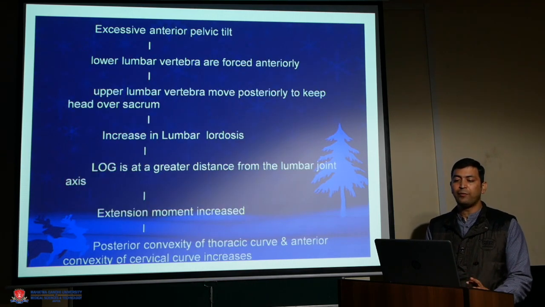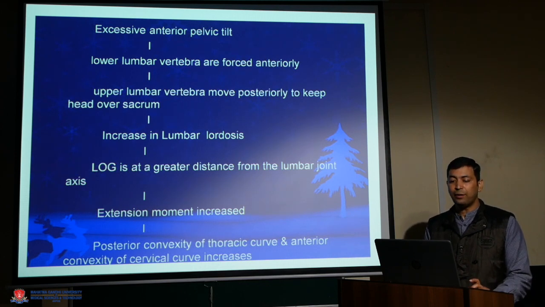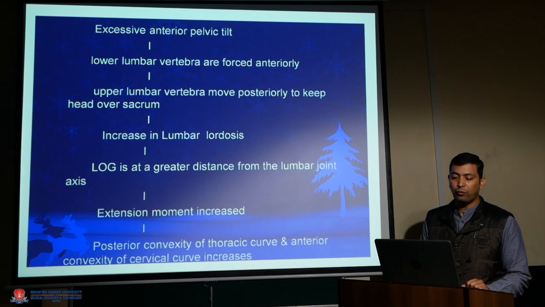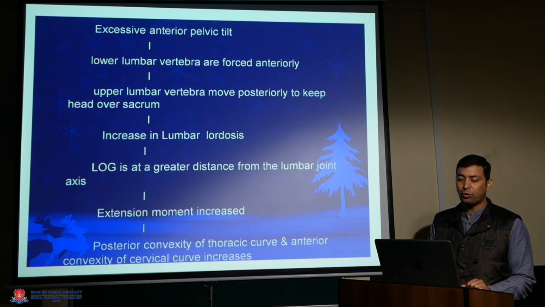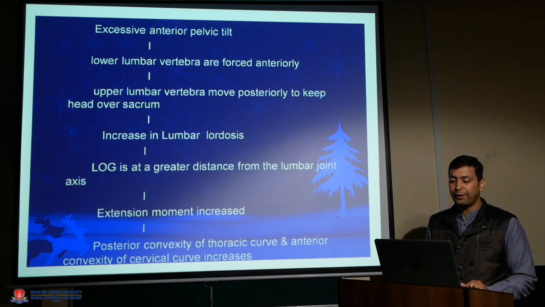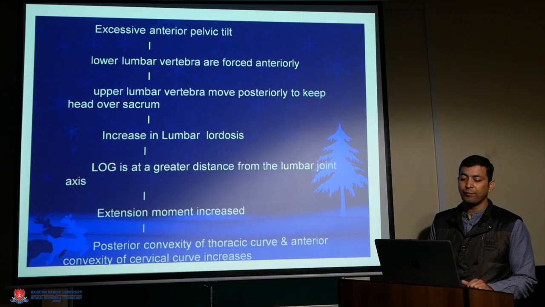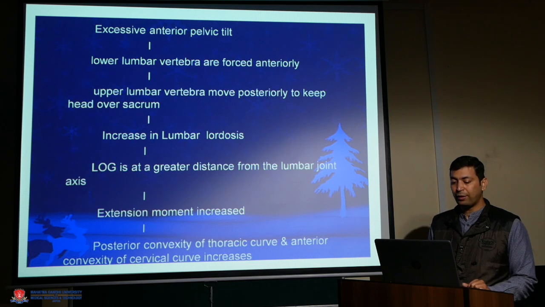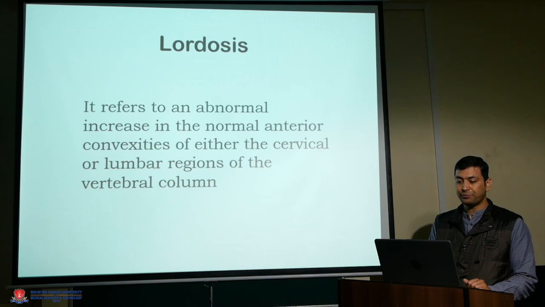So excessive anterior pelvic tilt leads to the lower lumbar vertebrae being forced anteriorly, and the upper lumbar vertebrae move posteriorly to keep the head over the sacrum, with increase in lumbar lordosis. The line of gravity is at a greater distance from the lumbar joint axis, the extension moment increases, and the posterior convexity of the thoracic curve and anterior convexity of the cervical curve are increased.